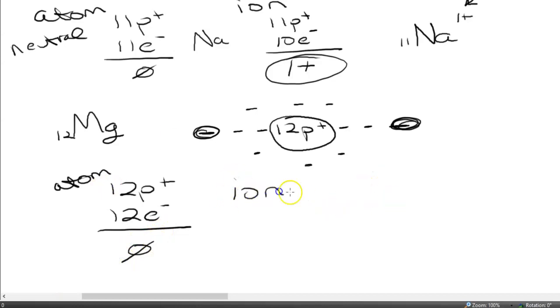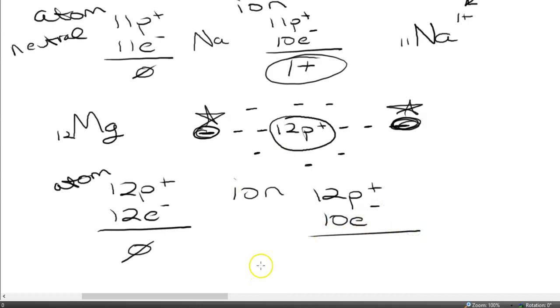But as an ion, it's still going to have those 12 protons. That's what makes it magnesium. But it's going to lose these 2 electrons. So instead of having 12 electrons, now it's only going to have 10. And so it's got 2 extra positive things, 2 extra protons. So now the overall charge is 2+.